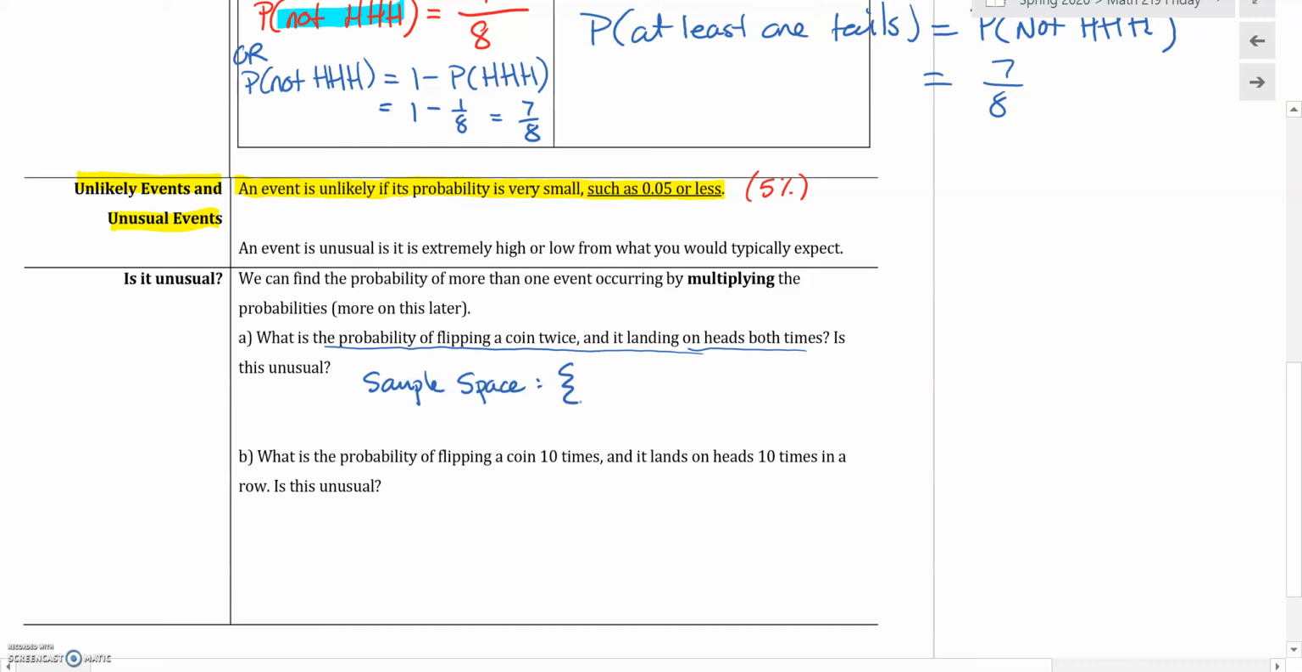All right, so I'm going to flip a coin twice. And I want to list every outcome that can happen when I do that, when I flip a coin twice. Well, I could get heads and heads. I can get heads and a tails. I can get a tails and a heads. Or I could get tails and a tails.